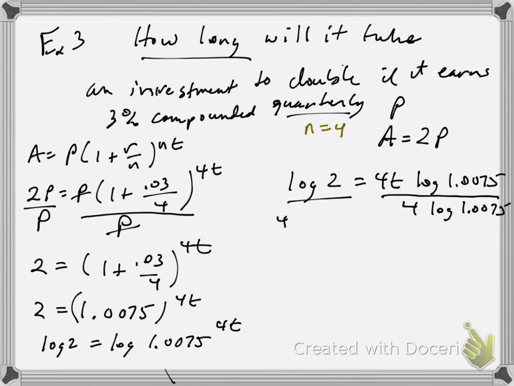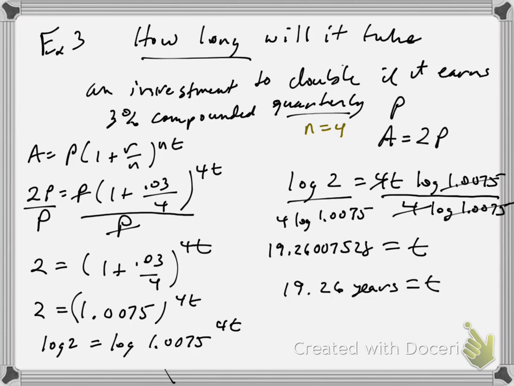And honestly, I'm going to let the calculator do all the work. Because this divides out, and this divides out, and so I'm left with a t on the right side. And now I just need to do that calculator work. I think I'm going to pause myself so I can do it. Alright, so let's resume recording here. I'm going to go ahead and on my calculator take the log of 2, divide it by 4, and then divide that answer by the log of 1.0075. And I end up with this long decimal number, which I'm going to round to 19.26 years.